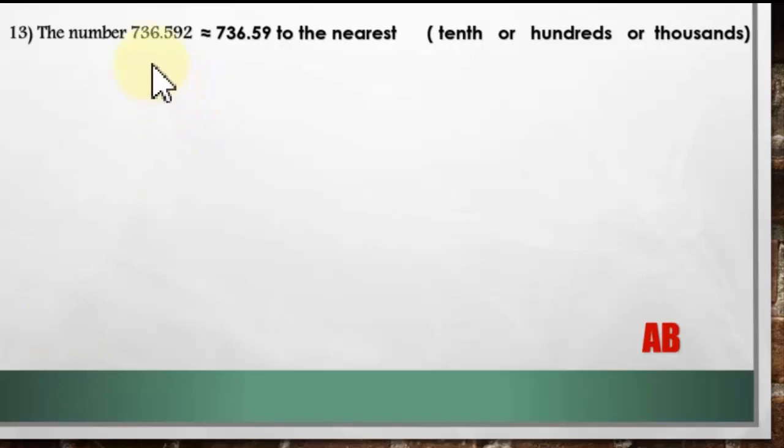The number 736.592 to the nearest tenths, hundredths or thousandths equals 736.59. To the nearest hundredths, because we cancel 2 and write the rest of the number as it is.